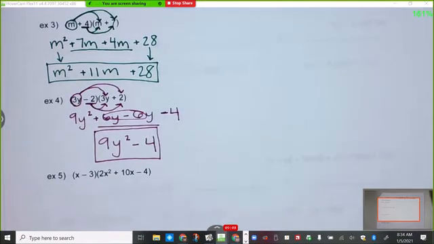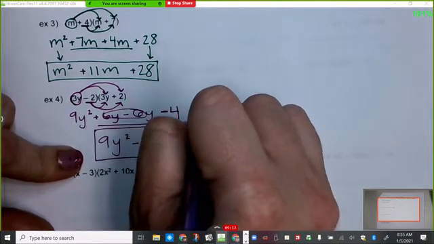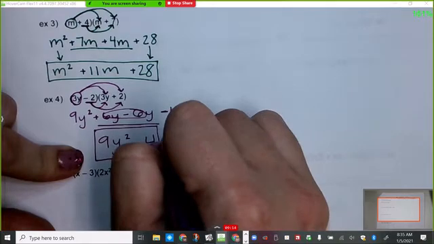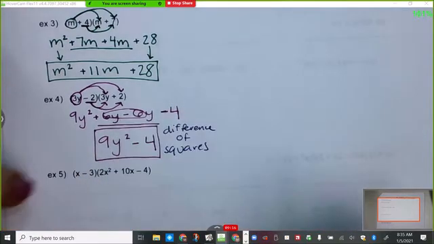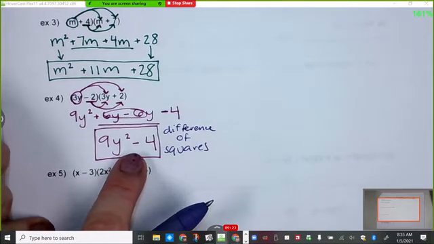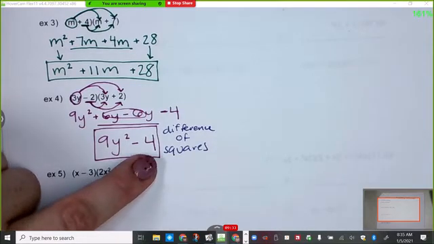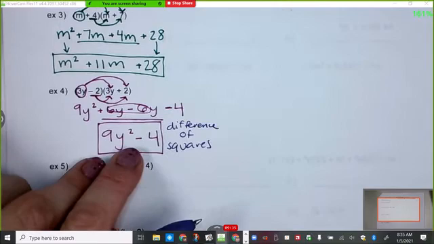Okay, we call this the difference of squares. Because, what's another word for difference when you're doing math problems? Subtraction. Is there subtraction in the middle? Yeah, and is 9y squared a perfect square? Yeah, because 3y times 3y gives you 9y squared, and that's the same thing, right? And then 2 times 2 is 4, so 4 is also a perfect square. So it's the difference of two perfect squares.